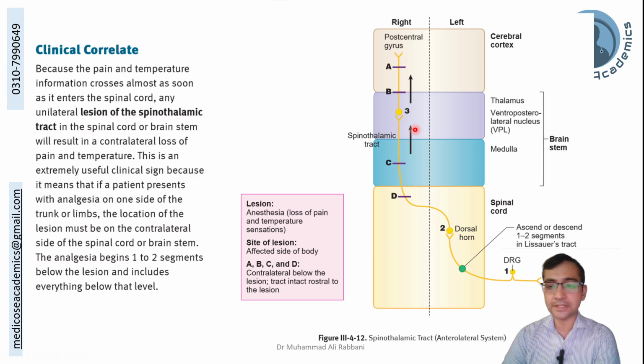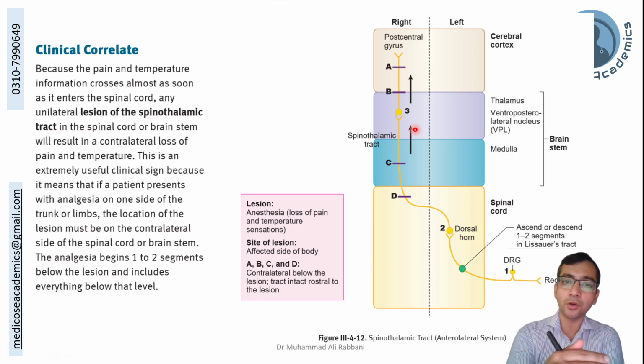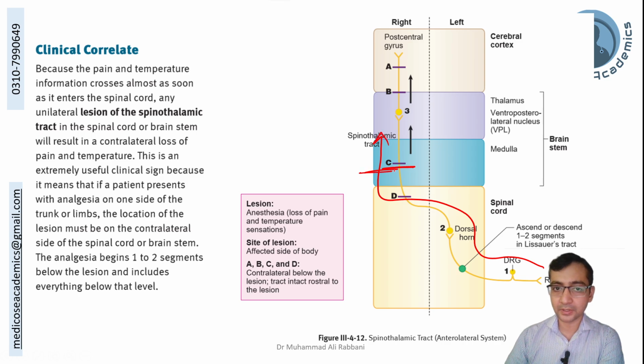You can pause the slide and see the notes, but here's the key take-home message. If the lesion is above the crossing, the loss will be contralateral. An injury below the crossing will lead to stopping of this signal, because the signal coming from the same side will safely cross over and move up.